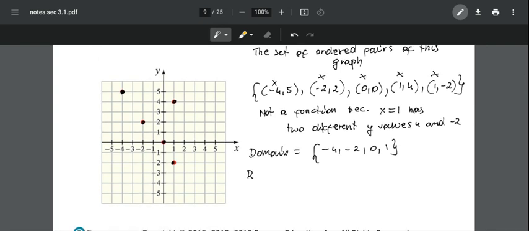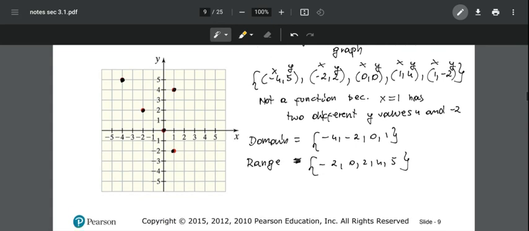And range, that will be the y coordinates. So we're going to list all the y values from smallest to highest. So -2, 0, 2, 4, 5. Okay, and we only list them once.